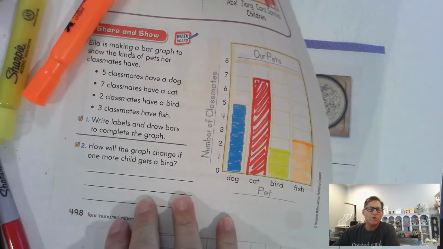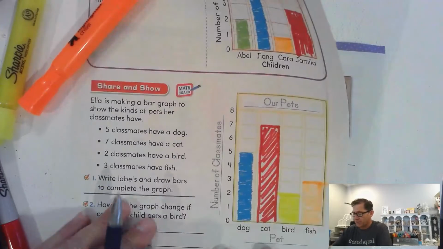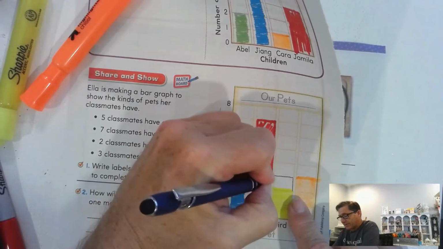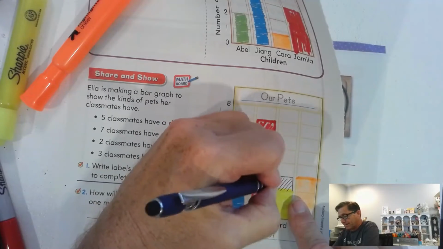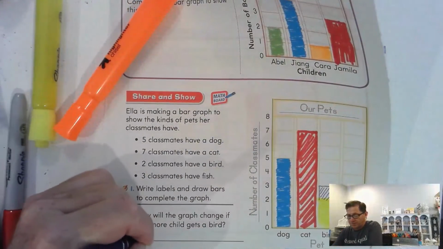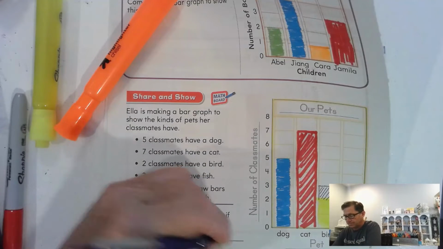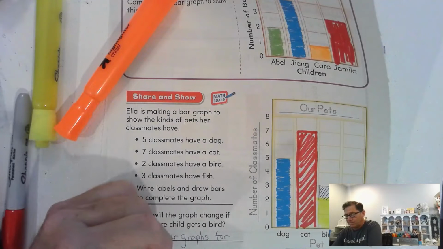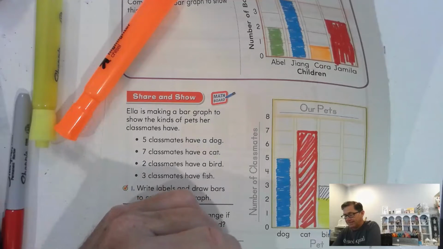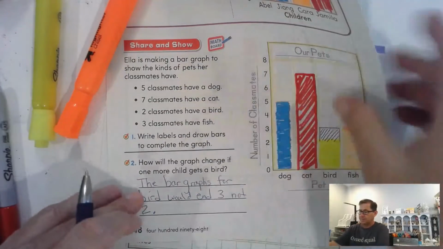So, 2. How will the bar graph change if one more child gets a bird? Well, if one more child gets a bird, instead of 2, we'd have 3, right? So what happens to the bar graph for birds? The bar graph for birds would end at 3, not 2.